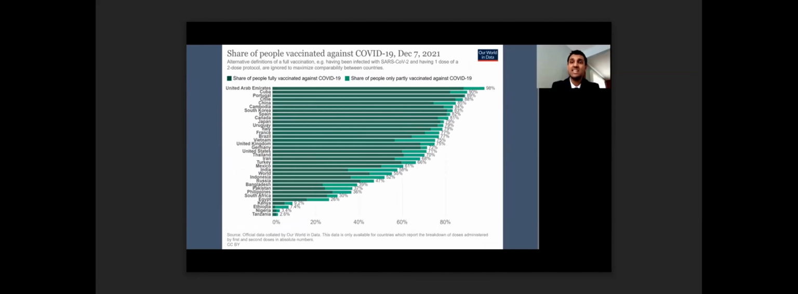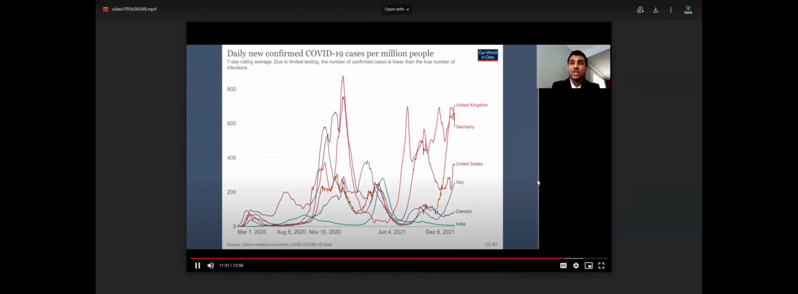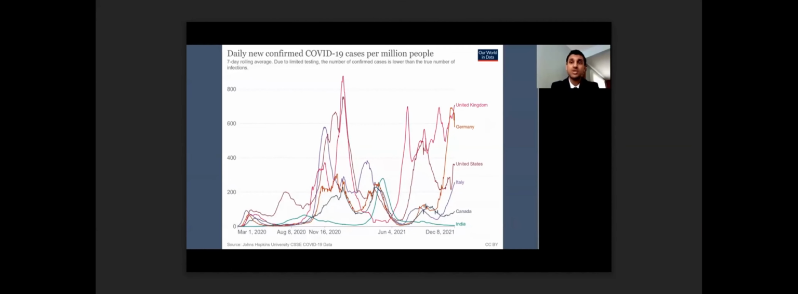If you look at the vaccine scenario in the world, as per the share of people vaccinated, UAE tops the chart, followed by Cuba and Portugal. On the lower end of the spectrum, the lowest vaccination rates can be seen in African countries, such as Tanzania, Nigeria, and Ethiopia. Lastly, here are the latest numbers of daily new cases of infection per million people for 6 countries. The UK and Germany are leading the chart, with the United States and Italy in a somewhat better situation.